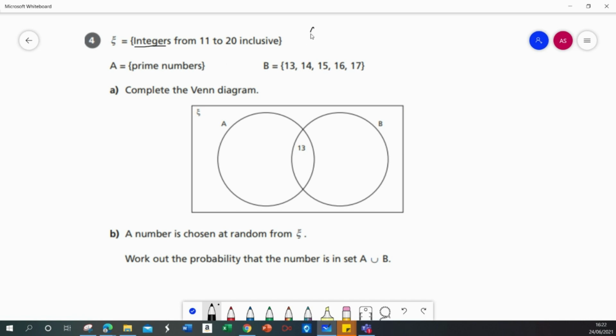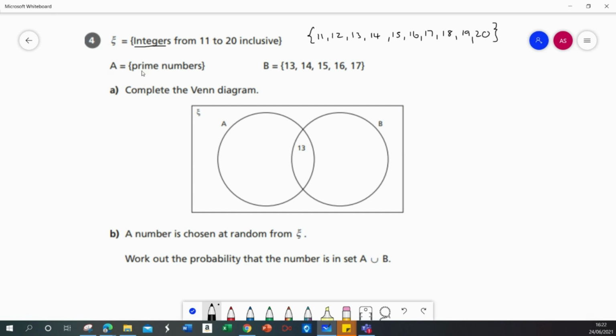So we could write that out, 11, 12, 13, 14, 15, 16, 17, 18, 19, 20. And when we're placing the numbers on the diagram, we could cross them off and just make sure that we've got all of the integers from 11 to 20 inclusive. That means we include the 11 and 20 in our diagram.